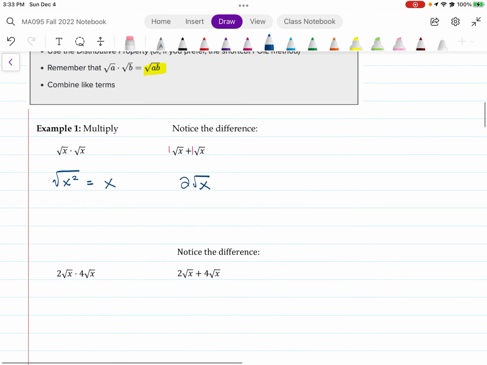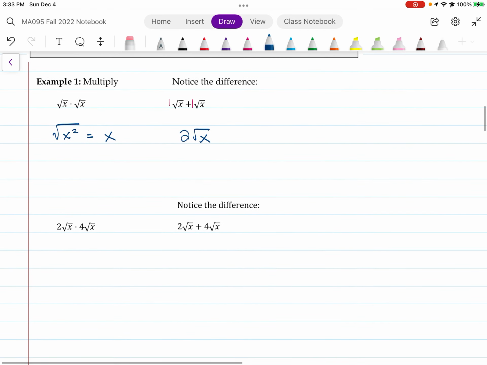All right, so you try those two and notice the difference. Okay, so for the first one, 2 times 4. And then times the square root of x times x, or x squared. I wrote it above as x squared, this times x. Be flexible so that either way you see it, you'll understand that it means x. The square root of x times x is x. All right, notice the difference.